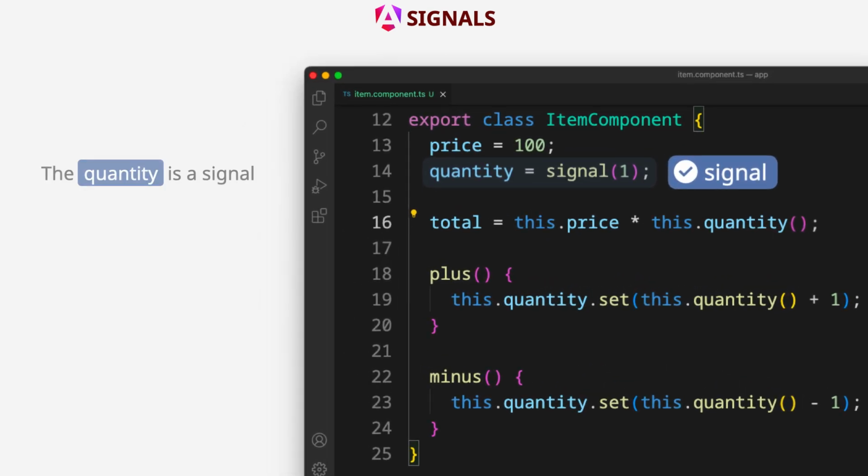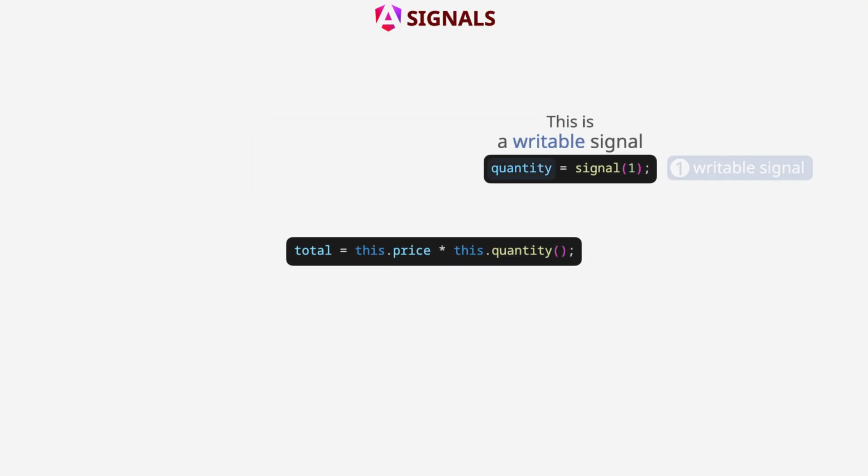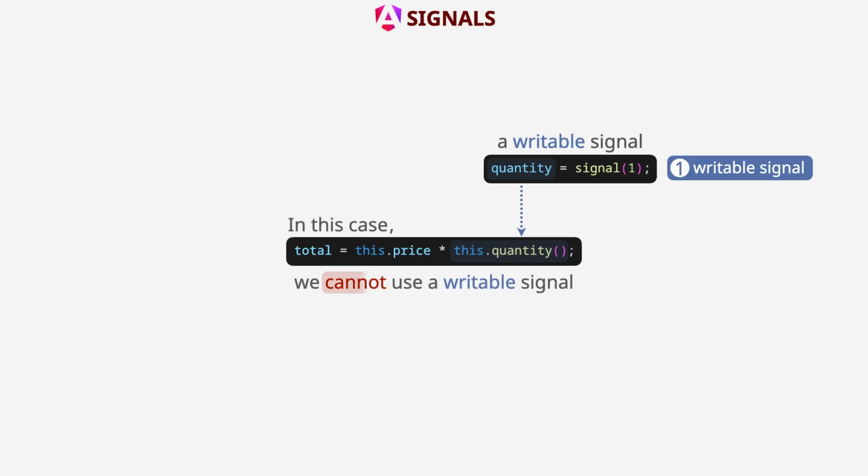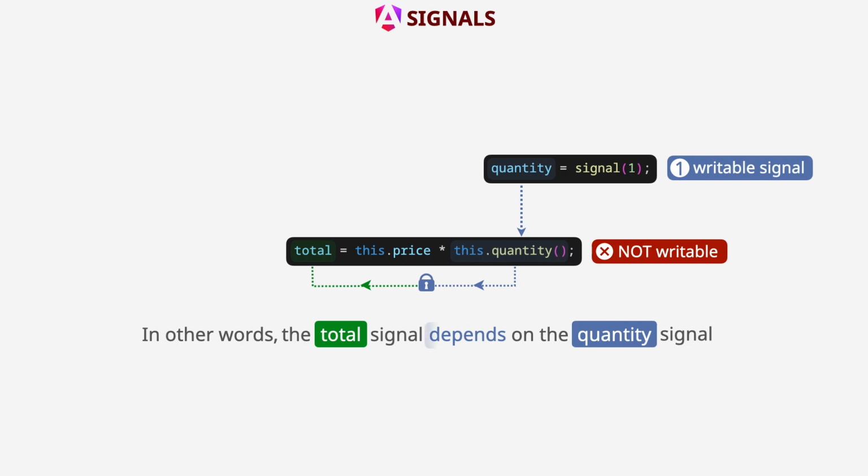Now, only the quantity is a signal, but not the total. This is a writable signal. In this case, we cannot use a writable signal for the total. Why? Because the total value depends on the quantity value. In other words, the total signal depends on the quantity signal.